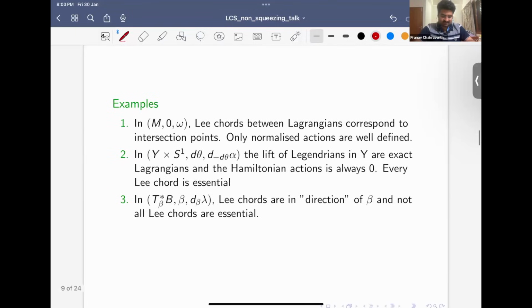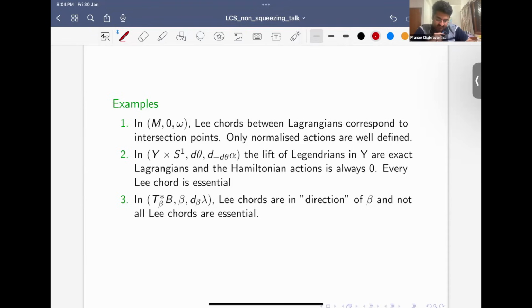So some examples. In the symplectic case, the Lie chords between Lagrangians basically correspond to intersection points. So in particular, anything you prove for these will also tell you something about Lagrangian intersection points, like Chantraine and Murphy's result.